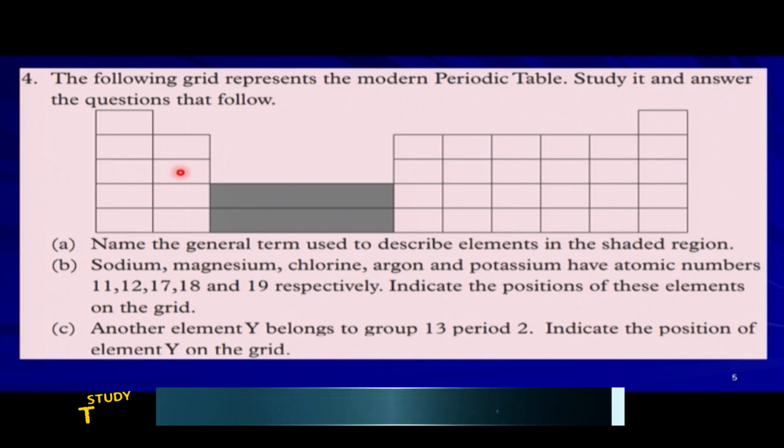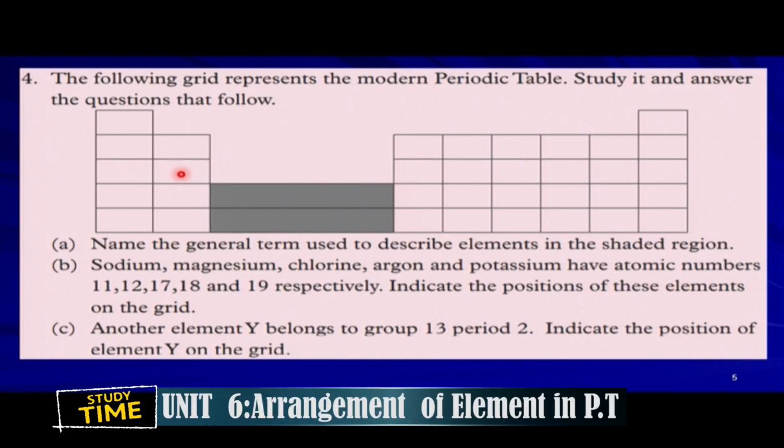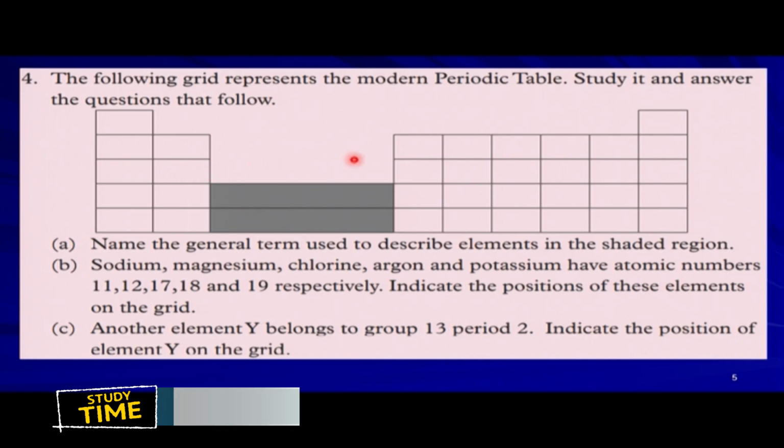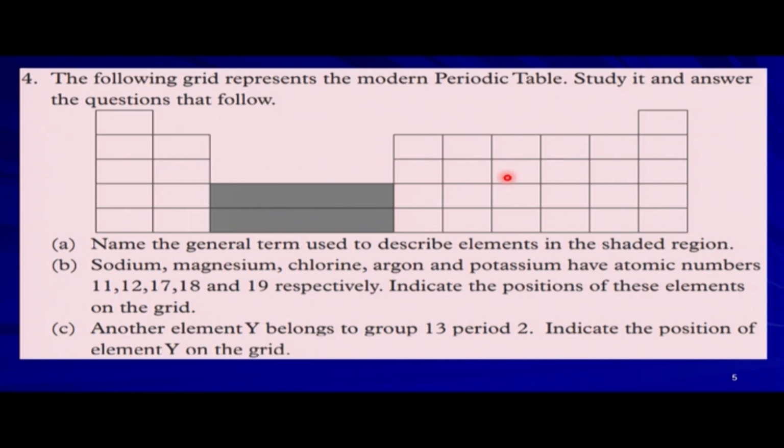This is the position of magnesium, and if we go on, you will find that here it is 13, 14, 15, 16, 17. So this is the position of chlorine, and for 18, that is the position of argon, and down here, it is the position of potassium. Very good. And if we go to question number C, the element Y belongs to group 13.